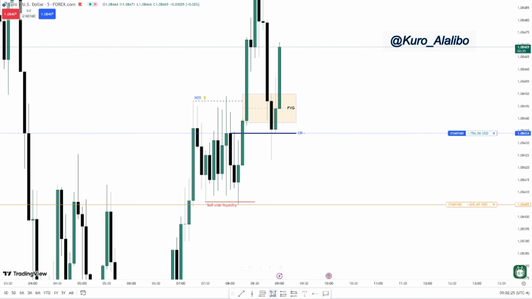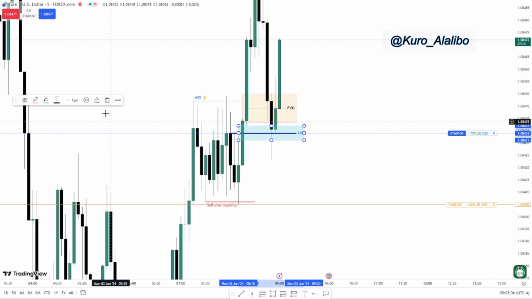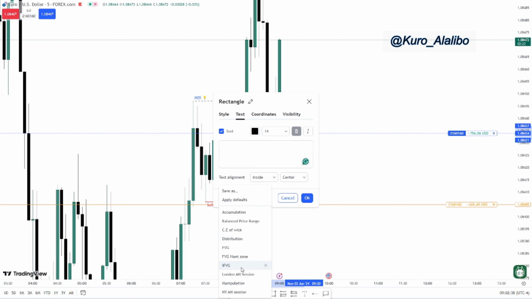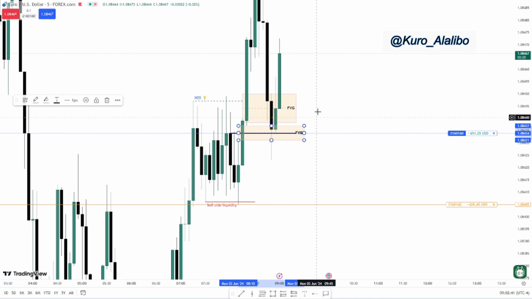Once you have this, you have a high probability setup. An order block in a fair value gap, and watch how it aligns with the midpoint, the consequent encroachment of the fair value gap.